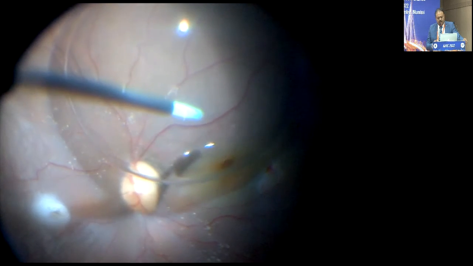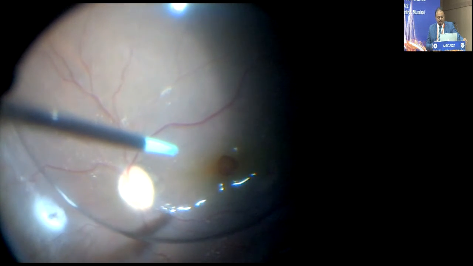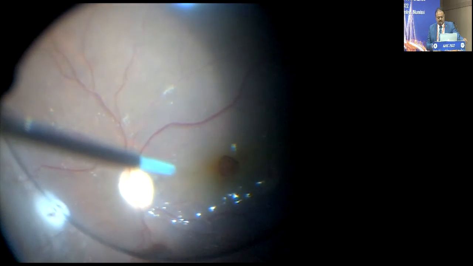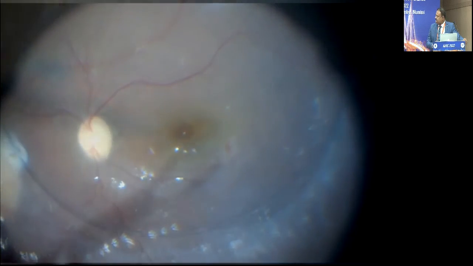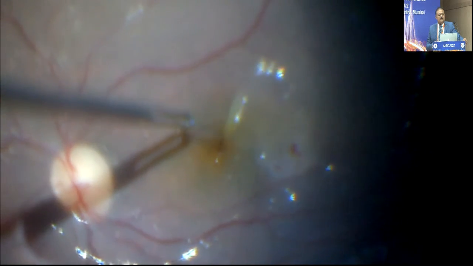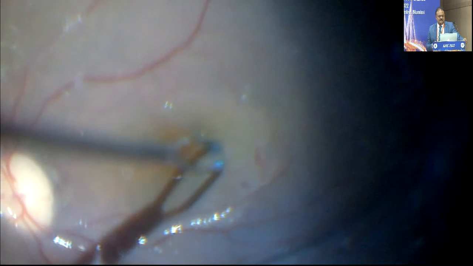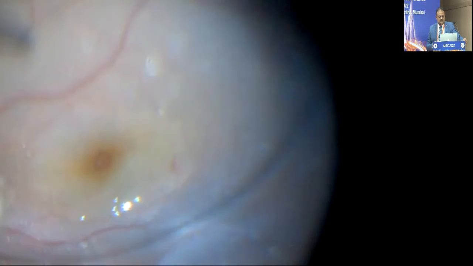We have peeled a part, so the flap is already there from where we need to initiate the ILM peeling. And at the same time, we are stabilizing so that the peeling becomes easier. Now the peeling is much easier because our posterior pole is stabilized. Yeah, it's done.